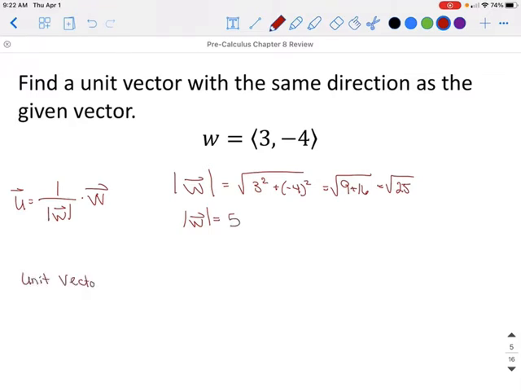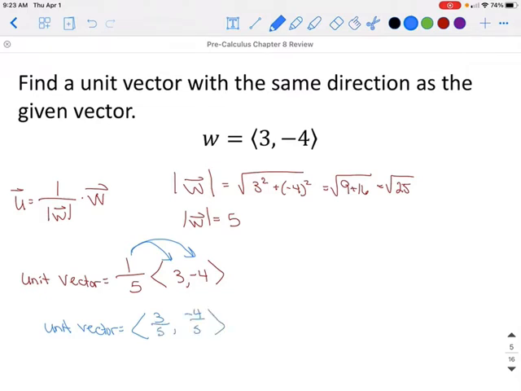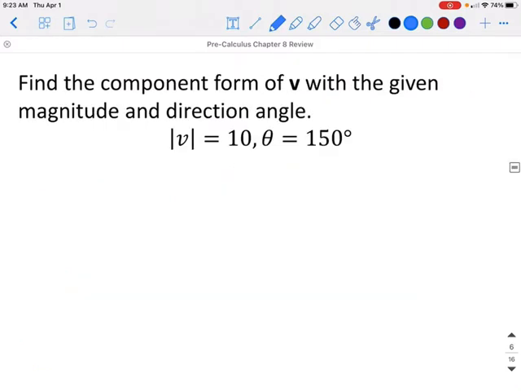To find our unit vector, we will then do 1 over that 5 times vector w itself. So we're going to take this 1/5 and distribute it to both pieces. So our unit vector will be 3 over 5 and negative 4 over 5. Remember, the unit vector is a vector that's going to have the same angle as the original vector, but this vector will only have a length or a magnitude of 1.